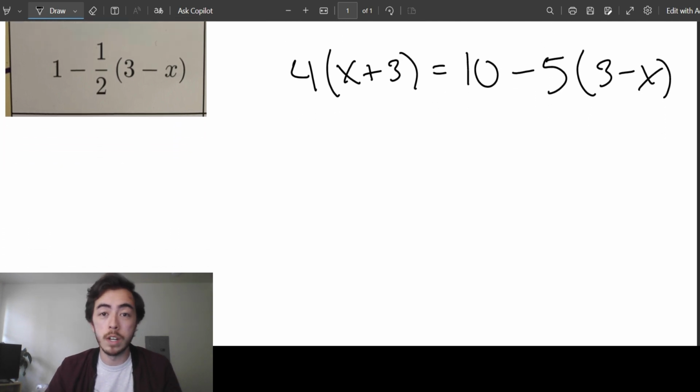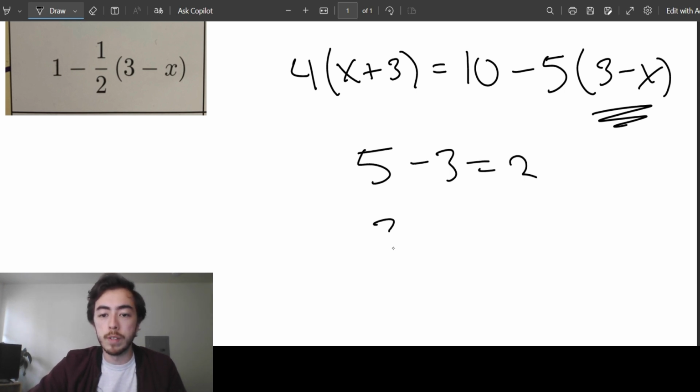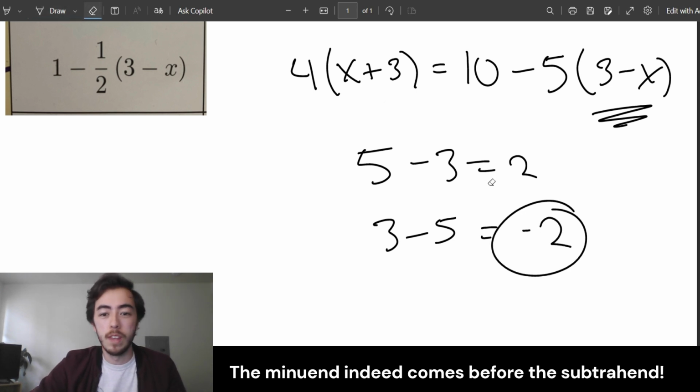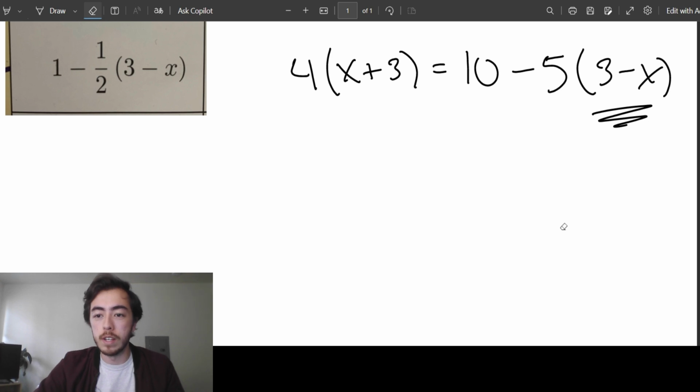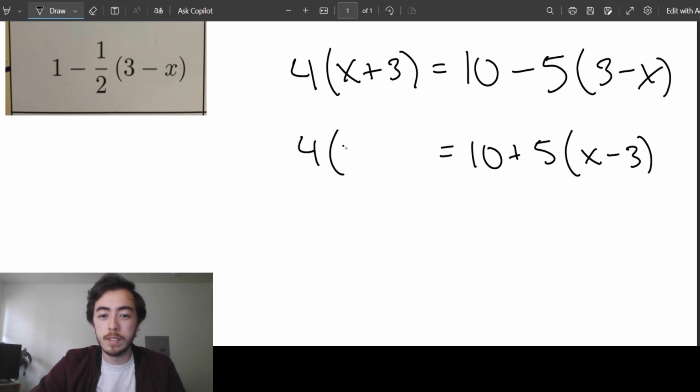And I'm also going to do another kind of weird algebra step here. I know that if I flip the order of subtraction, I produce a negative sign. Like, for example, 5 minus 3 is just 2. But if you flip the minuend and the subtrahend around, I forget which one's which, then you produce a negative sign in your difference. So I'm going to flip the 3 and the x and produce a negative sign, which will actually cancel with this one. So I'm going to get 10 plus 5 times x minus 3. And the only reason why I'm doing this is just because I like having this x be positive rather than negative, and it just seems a little bit nicer and easier for me.